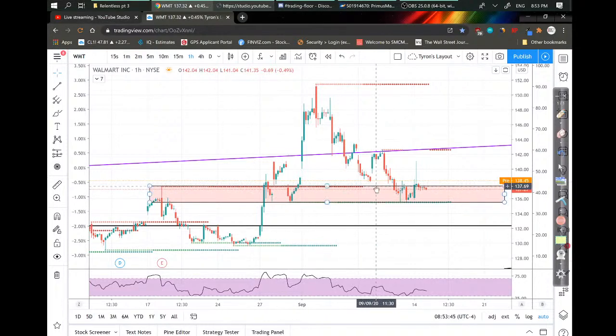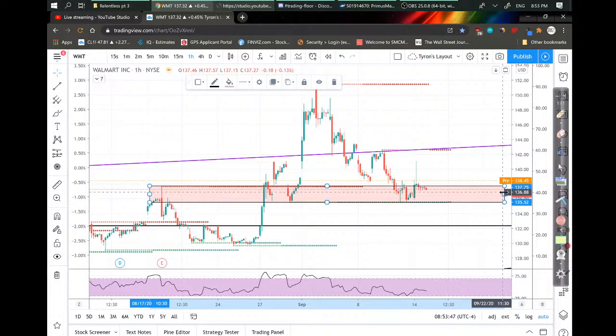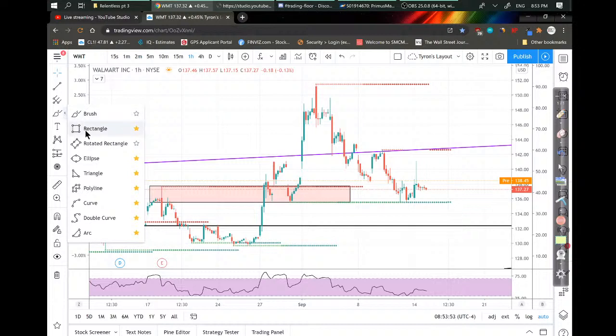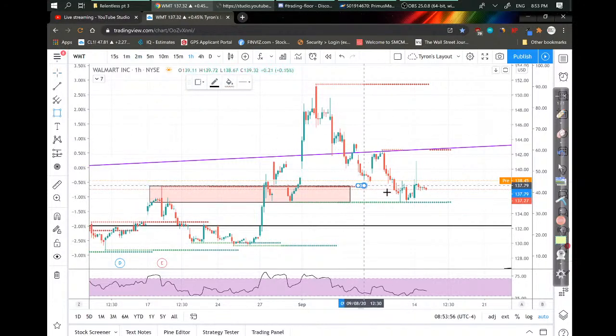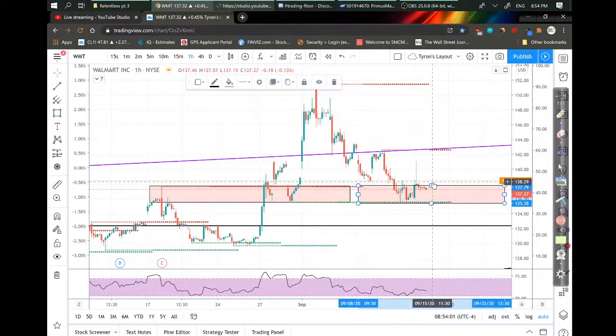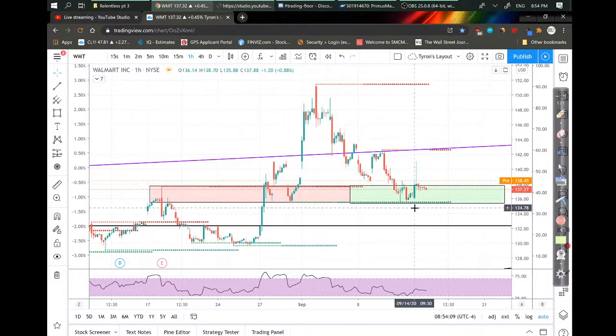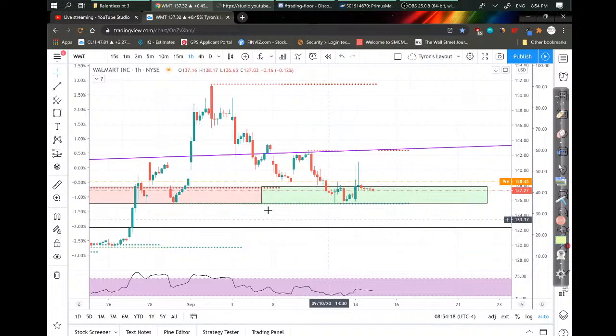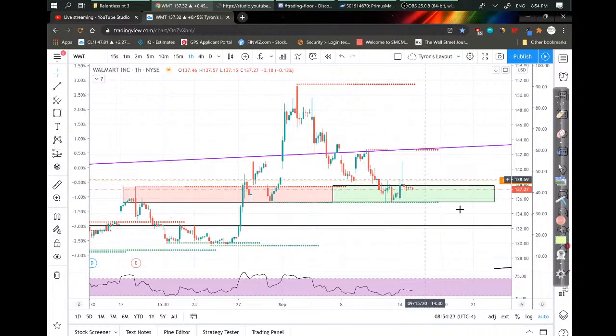In fact, let me just go ahead and do this real quick so that you get an accurate depiction of this. So this is now both a supply and a demand zone. Okay, hopefully that makes it a little easier for you to see. Okay, cool. So this was the old resistance here, and now it's become a demand zone. So this is the level at which Walmart can pivot.